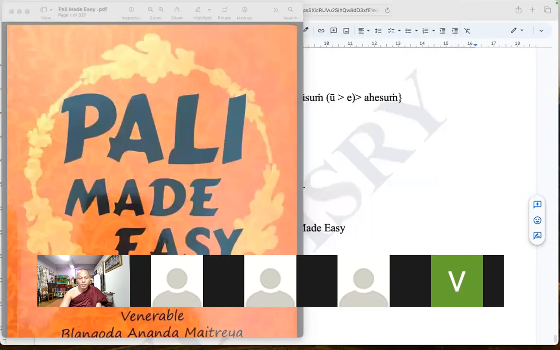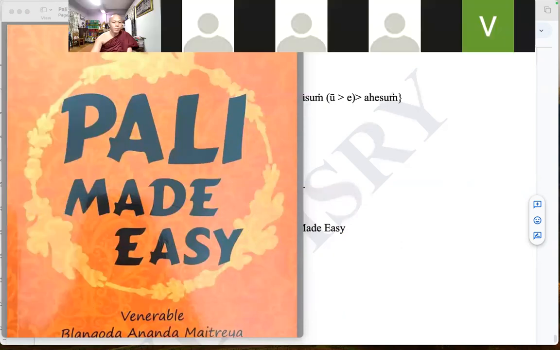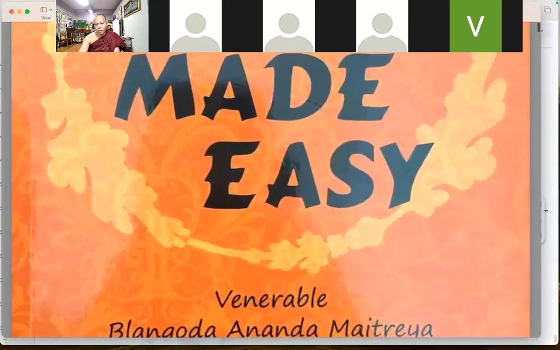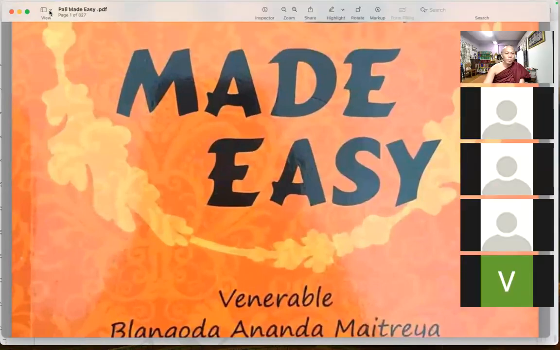doing that exercise is actually reading the Sutta. So that is why, before going to the Sutta reading, we need to review Pali Made Easy, or maybe a summary of the Pali grammar from Pali Made Easy. So that is one.